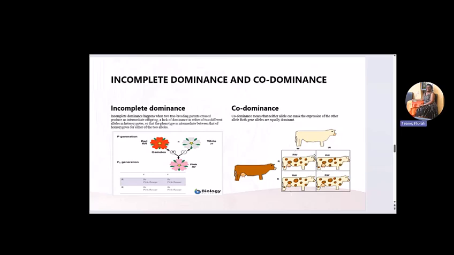The calves have the color of the two parents, the red and the cream. So neither the red color nor the white color is dominant. The calves have colors of both parents, and we refer to this as codominance.